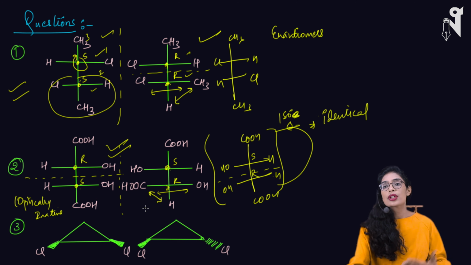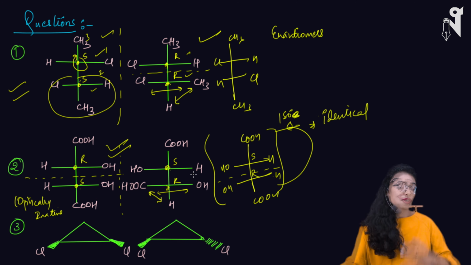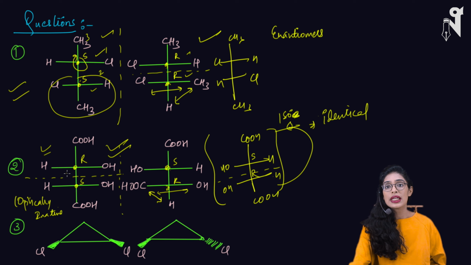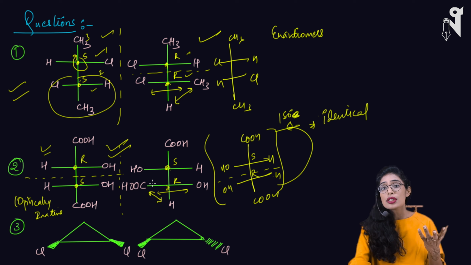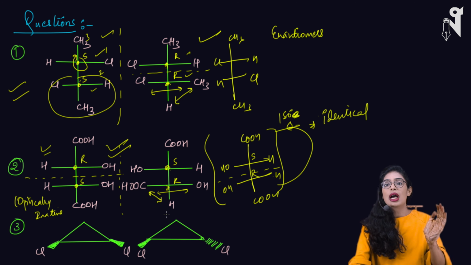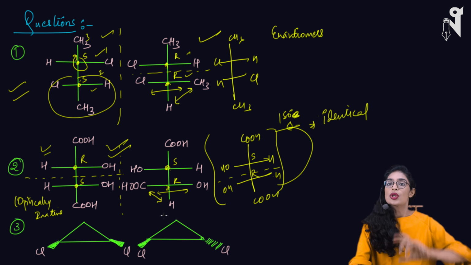A 180 degree rotation of a Fischer projection doesn't change the configuration. So when you are rotating it, it becomes the exact same compound because it is optically inactive. If it were optically inactive, the configuration wouldn't have changed. Here, on rotation, the first carbon is becoming R and the second carbon is becoming S.